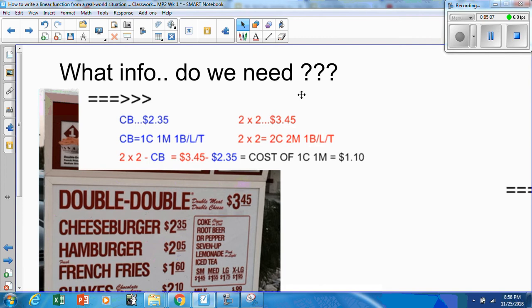Well, the interesting thing is, if I take the components of the 2 by 2 and subtract the components of the cheeseburger, what I will find is the cost of one cheese and one meat patty is just $1.10. Take $3.45, subtract $2.35. I found out that's $1.10. Now that's helpful because again we're looking for a pattern. 2 by 2, 3 by 3, 4 by 4. What's our pattern?